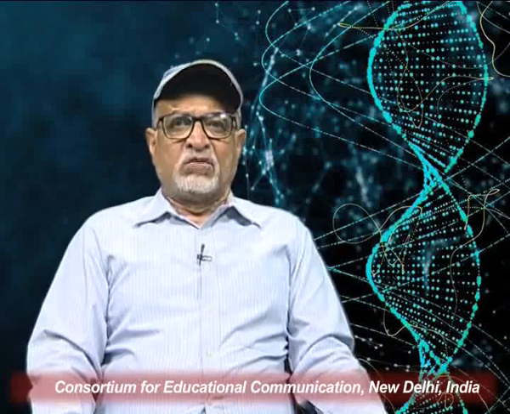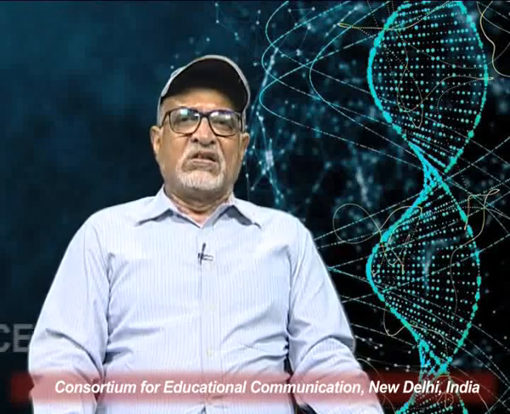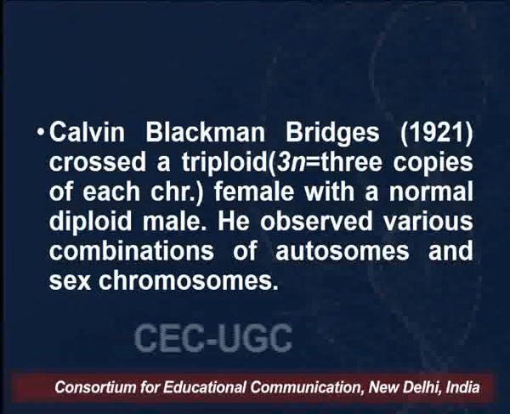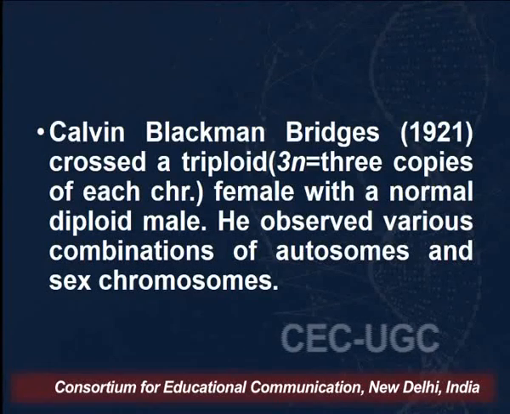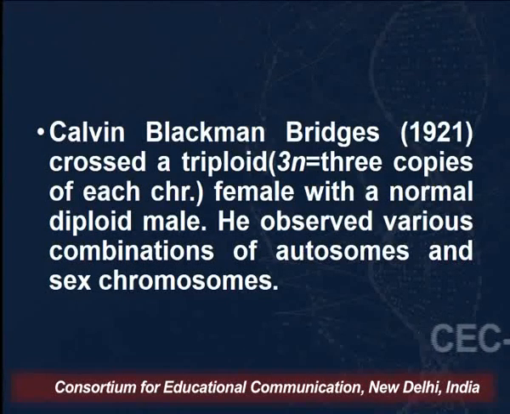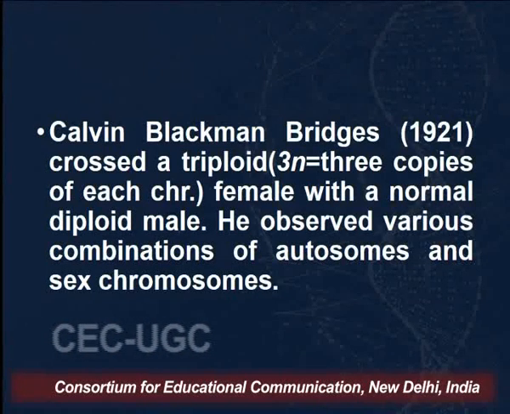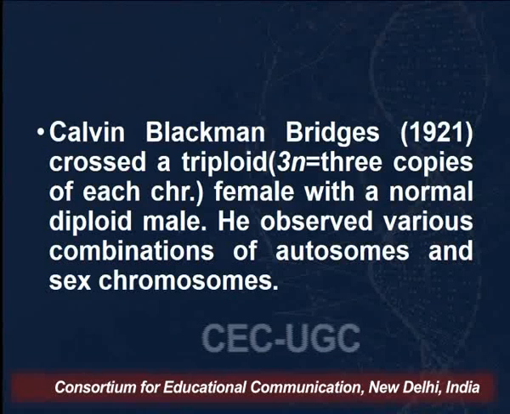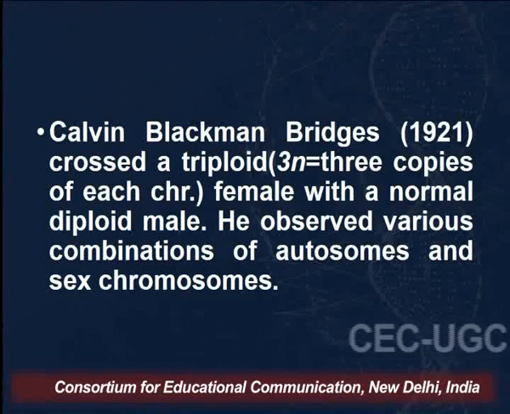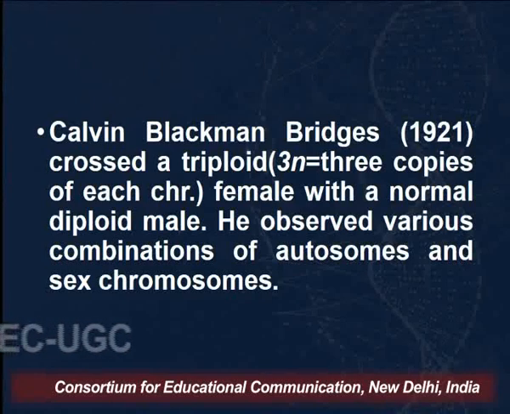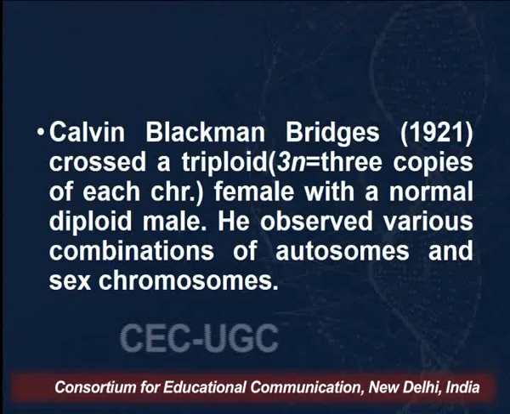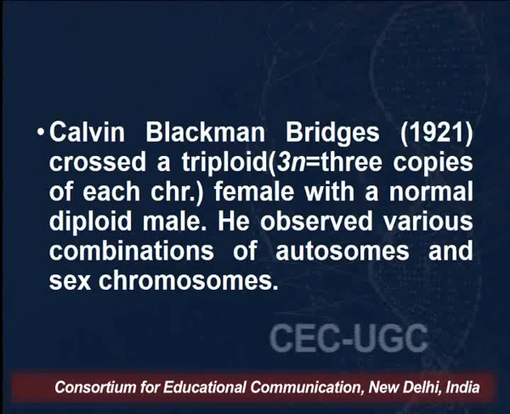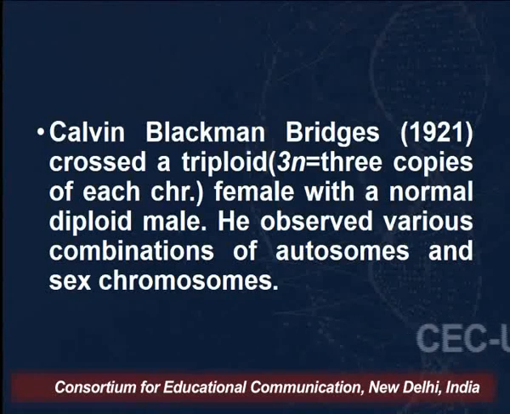Bridges, whom we normally call CB Bridges, who in the year 1921 crossed a triploid. Now viewers, you should remember a triploid is designated as 3N because it has 3 copies of each chromosome, and this was a female with a normal diploid male, that means it was XY, and he observed so many different combinations of the autosomes and the sex chromosomes.